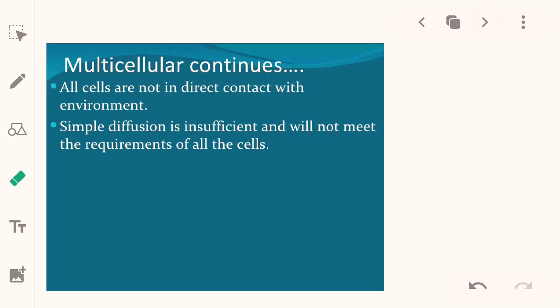Now, as the complexity increases from unicellular to multicellular, the diffusion process cannot be done in the multicellular organism. Why? The main reason why diffusion cannot be done in human beings is that all the cells are not in direct contact with the environment. Simple diffusion is insufficient and will not meet the requirements of all the cells.